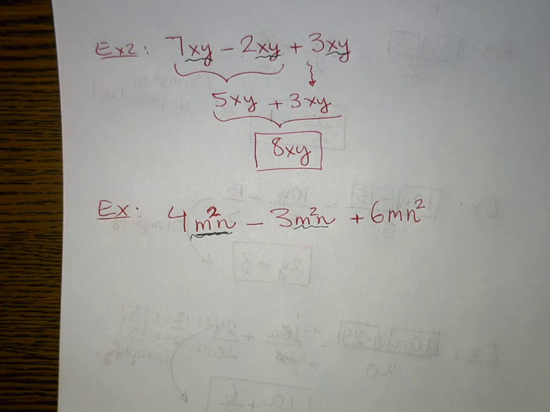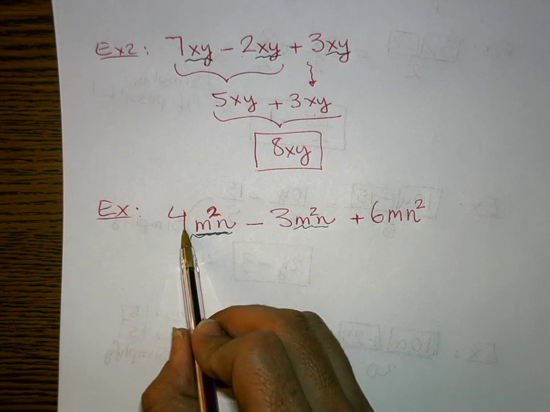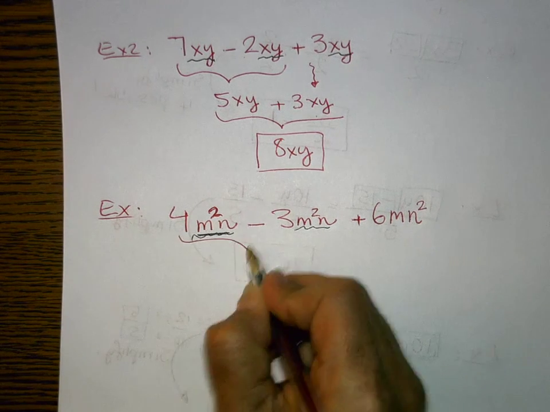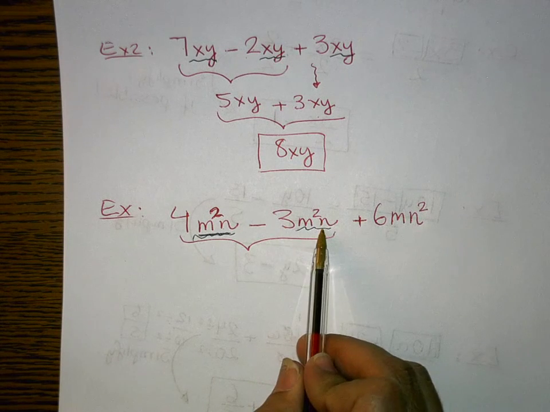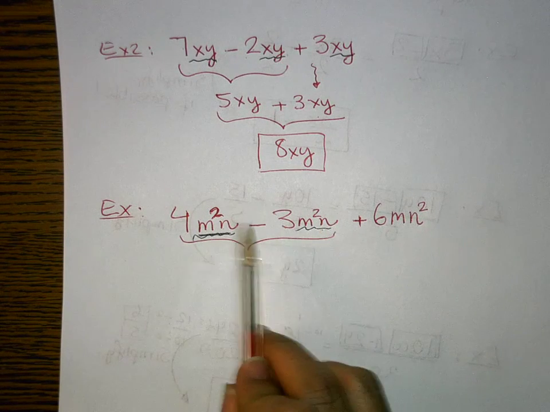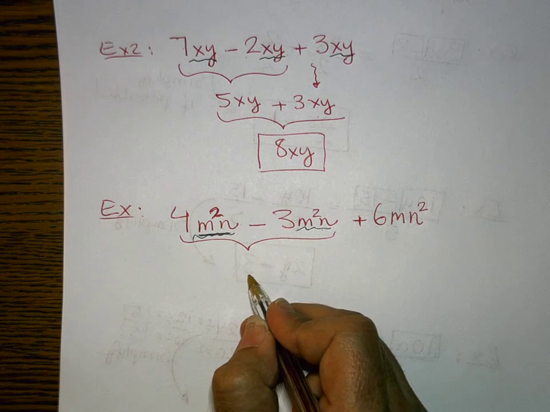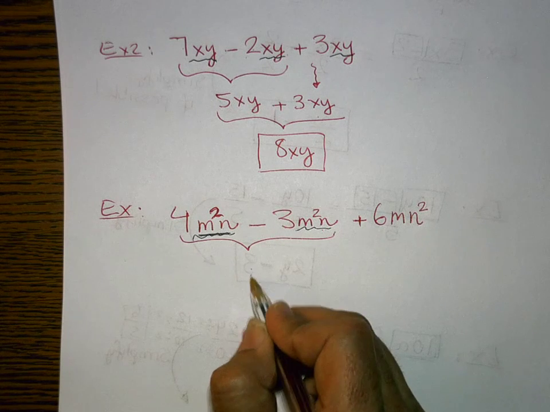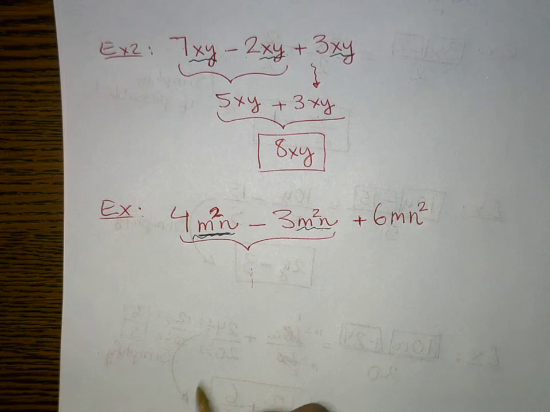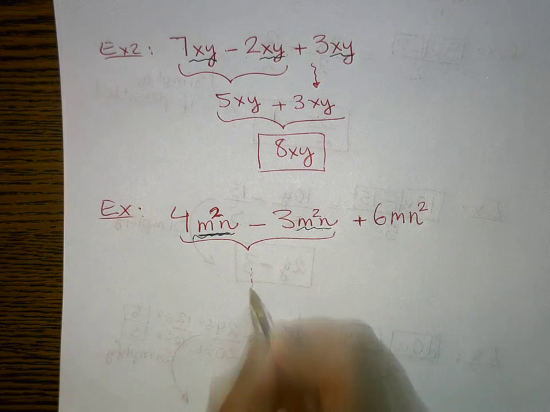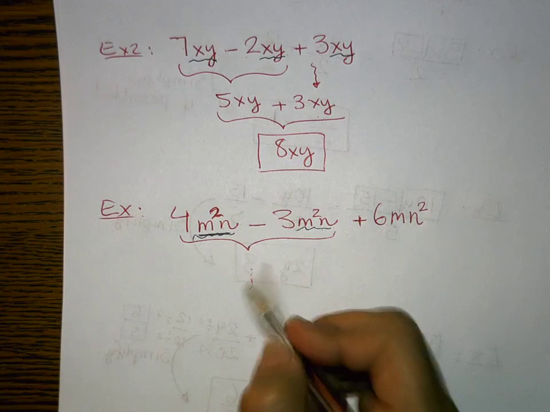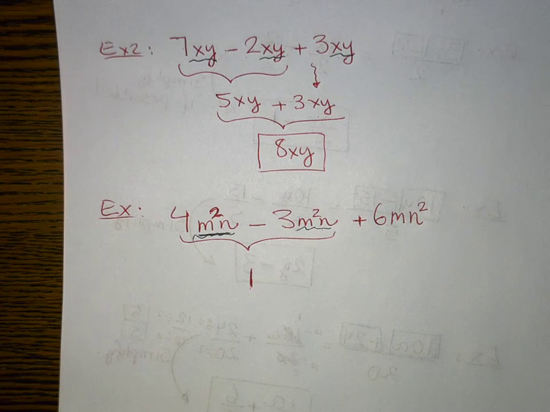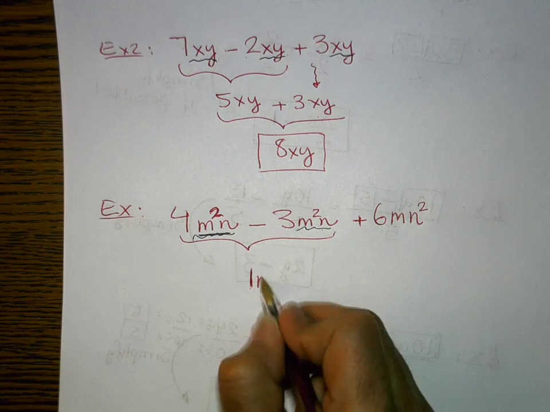So I have a 4m squared n minus a 3m squared n. So 4 minus a 3 is just a 1. We usually don't write the invisible 1. I'm going to put just a little shadow there that I'm writing a 1. So 4 minus 3 is a 1. If you want to write it, go ahead. And then you repeat the variable, m squared n.